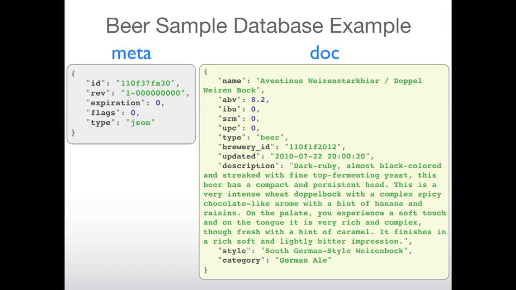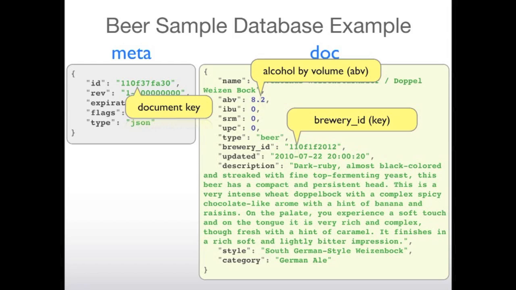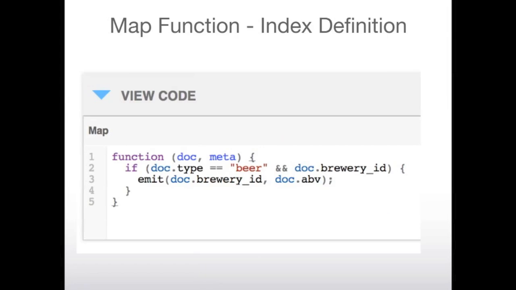So here's a sample document. You don't have to read it all because it's a lot of things on the screen and hard to read. I'll highlight a few things here. In the meta information, we've got the document key, which is meta.id, which is a randomly generated one. In the beer document on the right, we have the alcohol by volume, which is a float, and then we have a brewery ID for this beer, which has a name. That's the referential ID of the brewery that makes that beer. And here's the map function for basically getting all the brewery average.